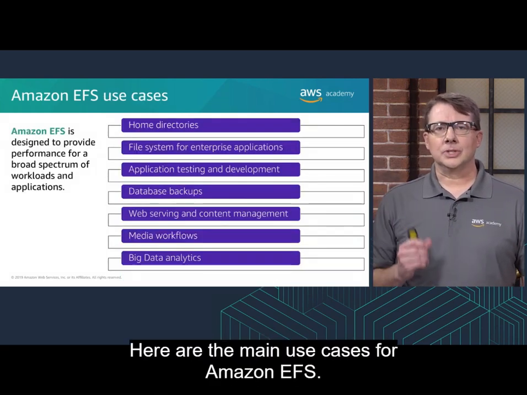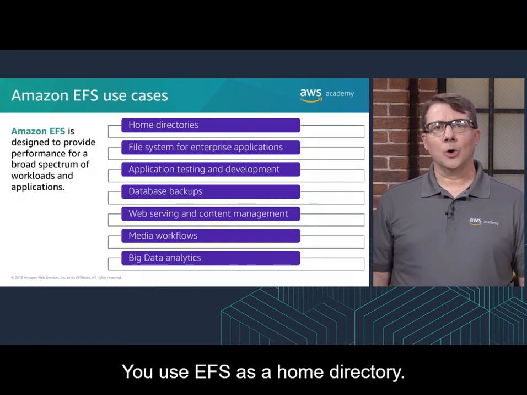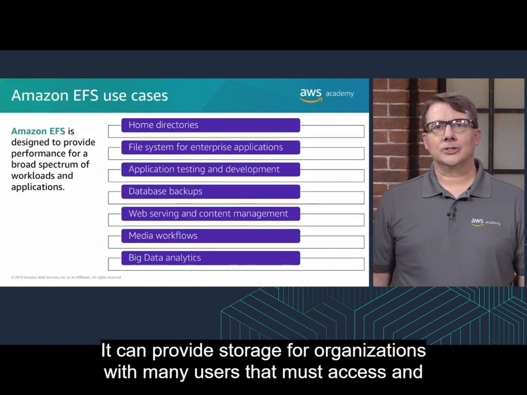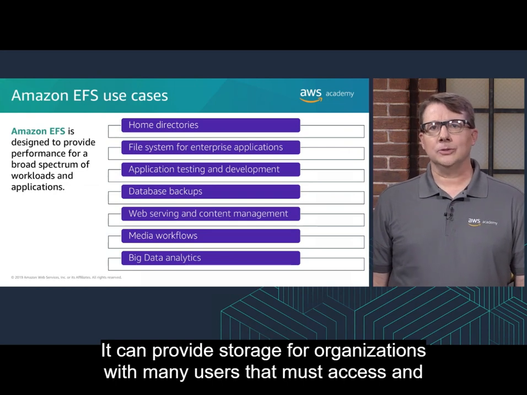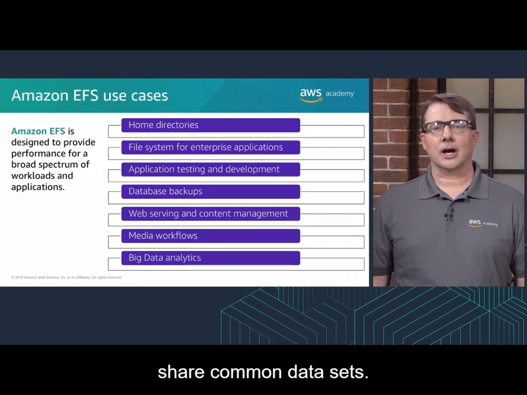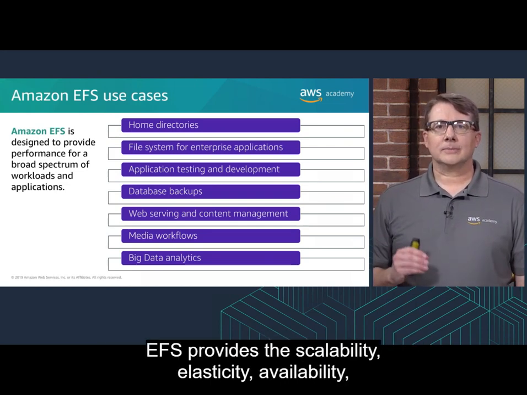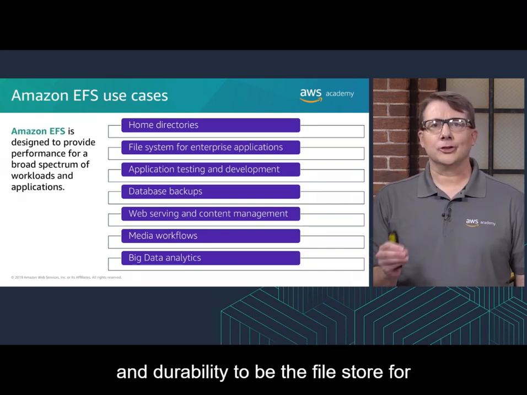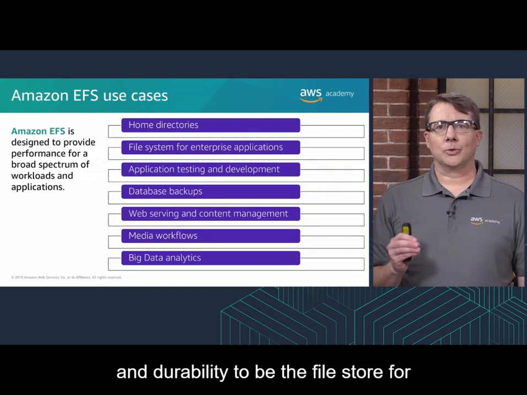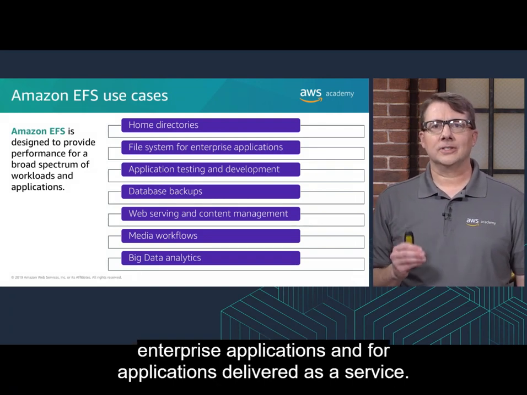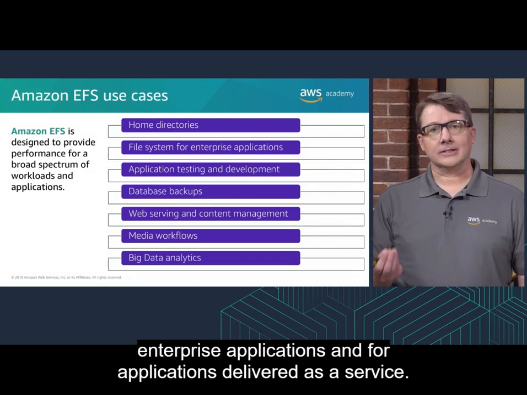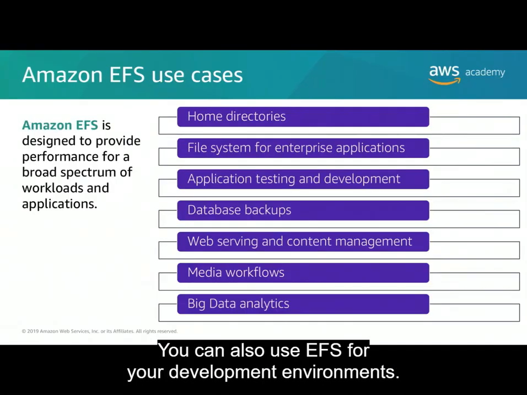Here are the main use cases for Amazon EFS. You use EFS as a home directory. It can provide storage for organizations with many users that must access and share common data sets. EFS provides the scalability, elasticity, availability, and durability to be the file store for enterprise applications and for applications delivered as a service. You can also use EFS for your development environments.